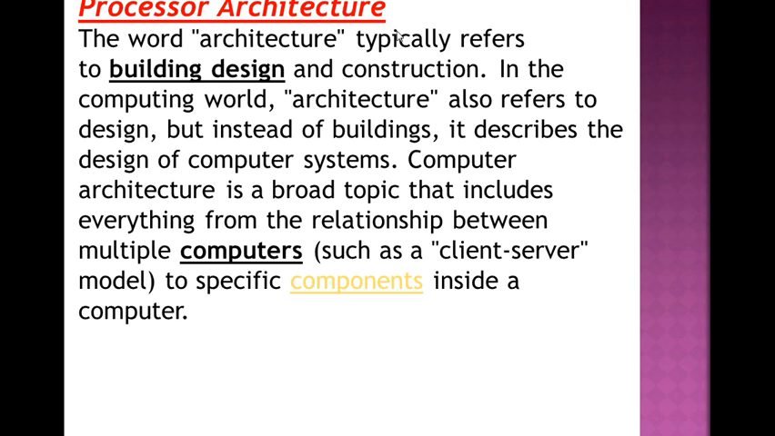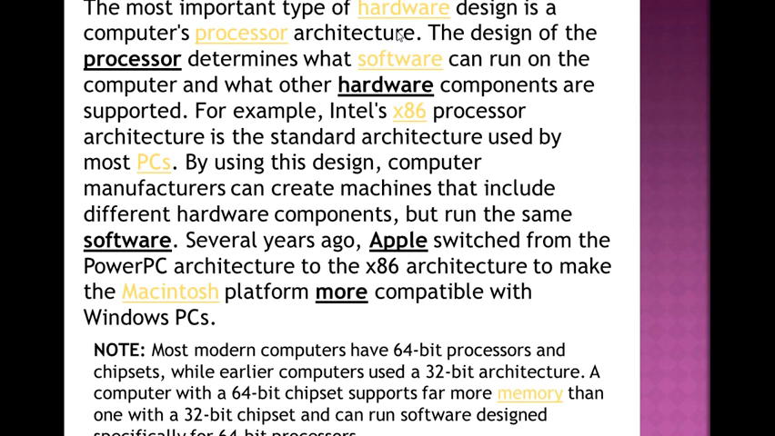Computer architecture is a broad topic that includes everything from the relationship between multiple computers. Whenever multiple computers connect with each other, that is known as client server architecture, or the client server model, to identify specific components inside a computer. Then we also talked about multiple processor architectures like Intel, IA32, X64. There are multiple processors used for implementation of processor architecture.